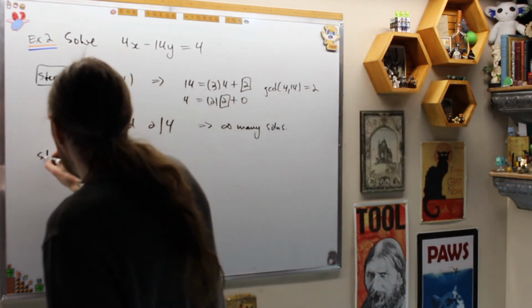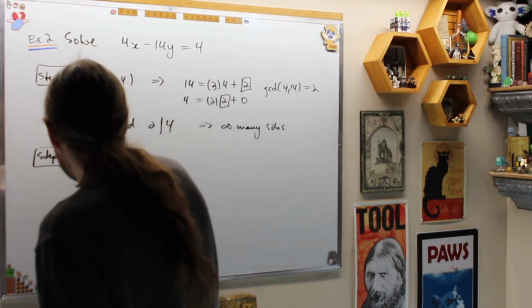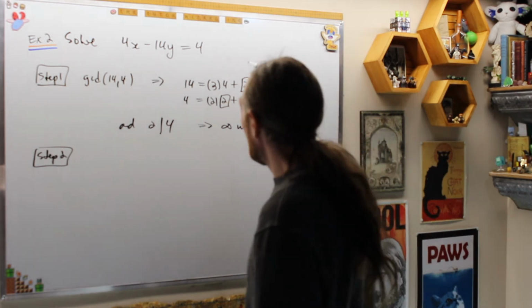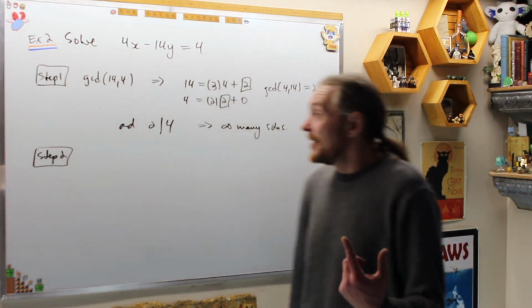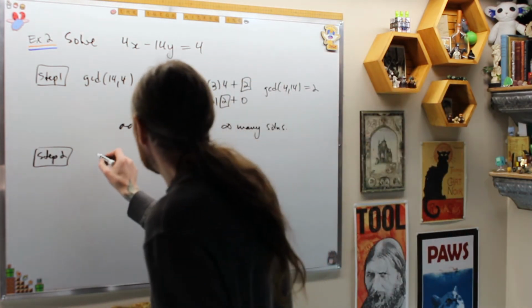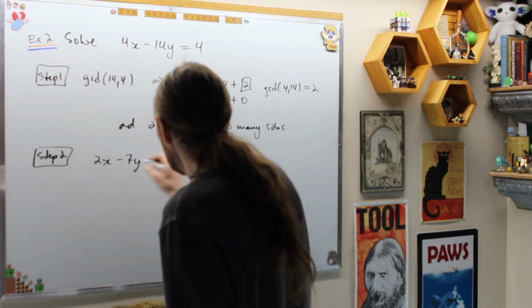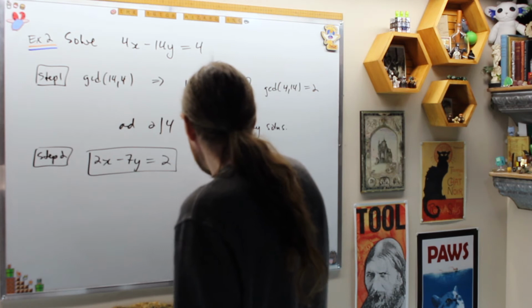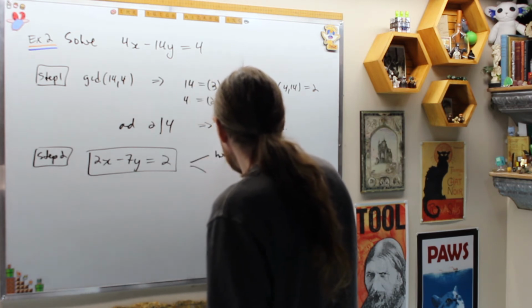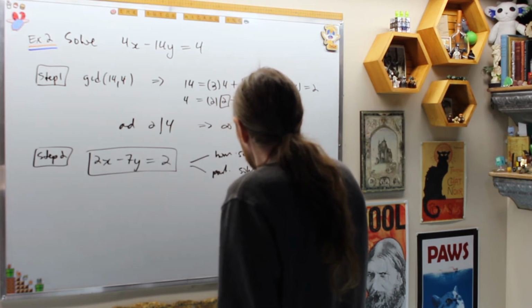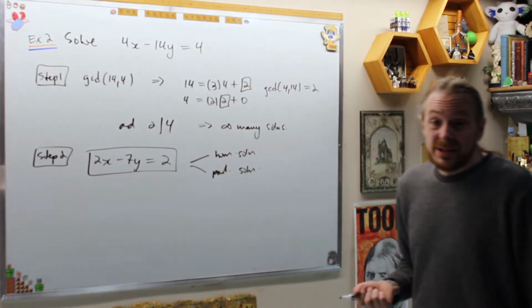Step 2, we're going to find the homogeneous solution. Step 2 is going to be, first of all, we reduce the equation by the GCD. So we divide, and we get 2x minus 7y equals 2. And then what we actually want to do is find the homogeneous solution and a particular solution. So what we'll do first is find the homogeneous solution.